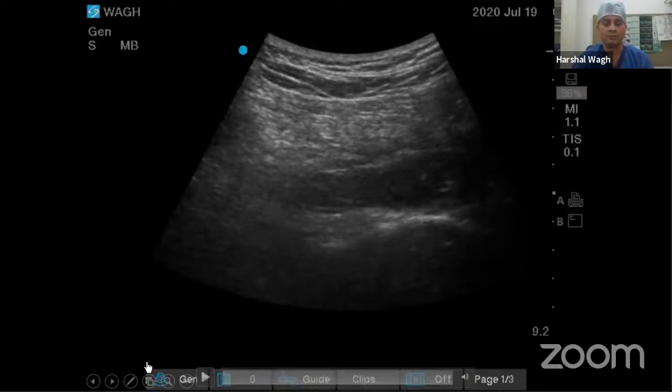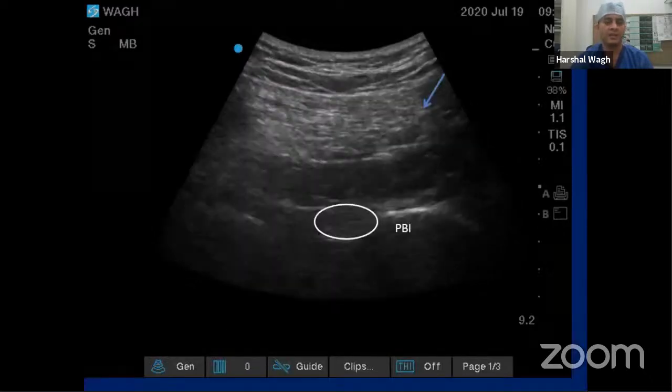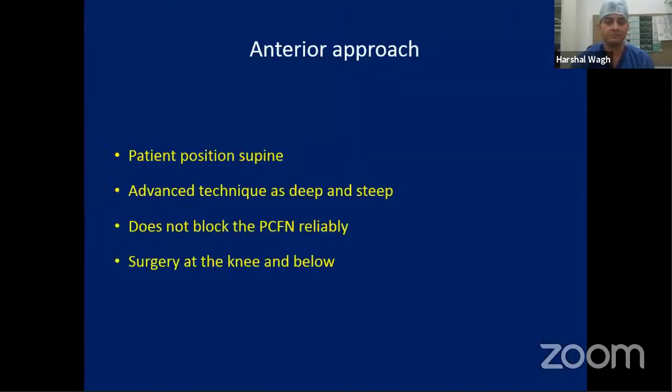The sonoanatomy picture pretty much is similar to both the techniques. And that's the sciatic nerve emerging there. And if I have to do an in-plane needling, that would be my direction and trajectory of the needle.